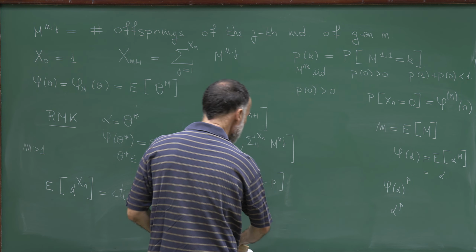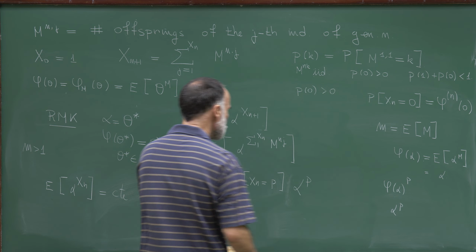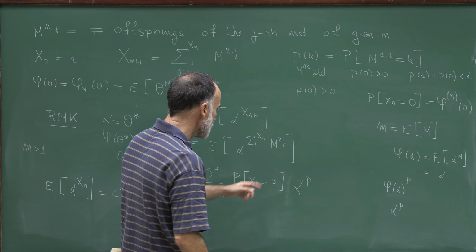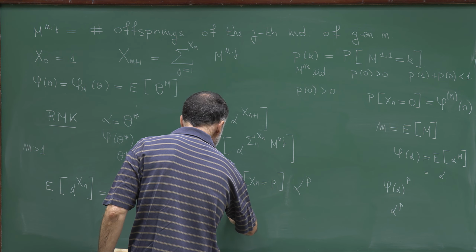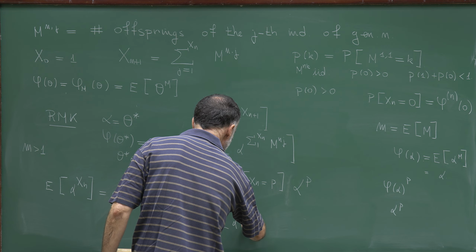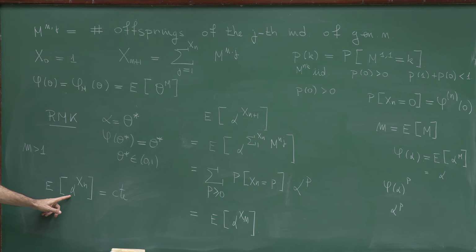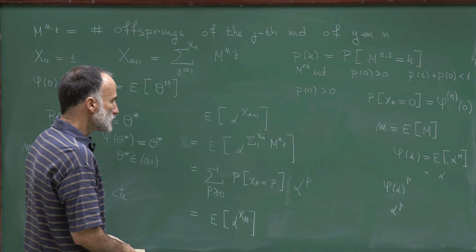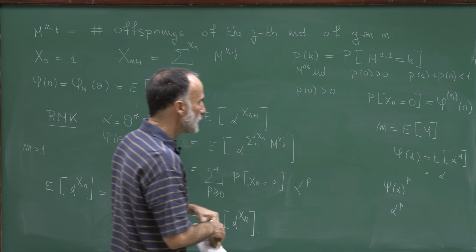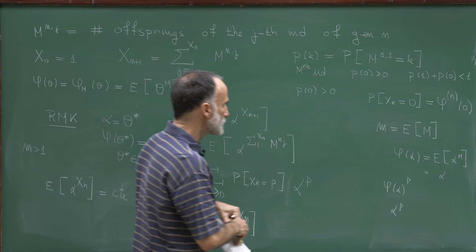So I can erase this expectation and replace it by alpha to the power p, and what you see now is that this is exactly equal to the expectation of alpha to the power xn, and this is what I claimed, that this expectation of alpha to the power xn is constant in time. So this is a first observation, and actually we can prove that alpha to the power xn is a martingale. The same computation tells you that this is a martingale.